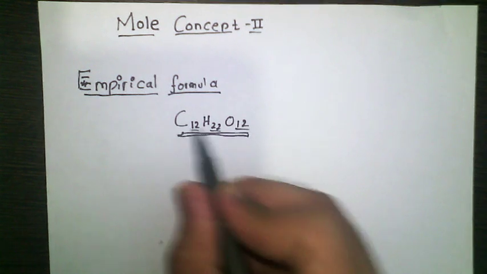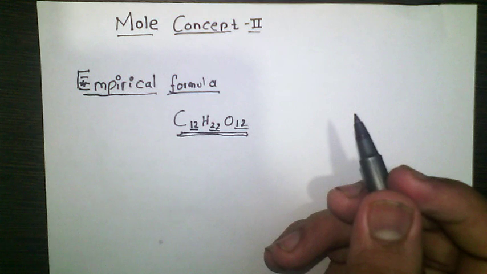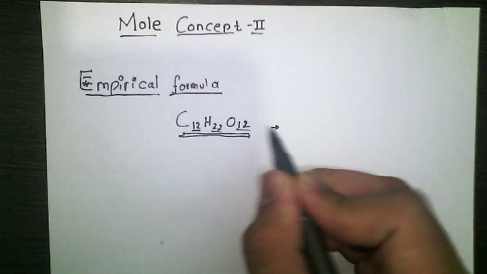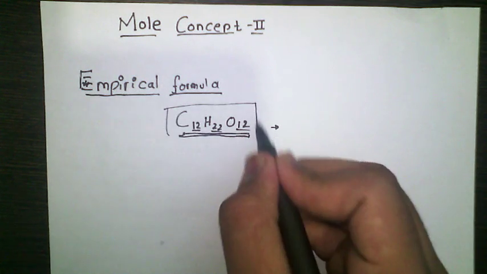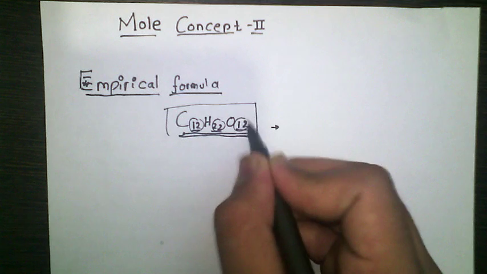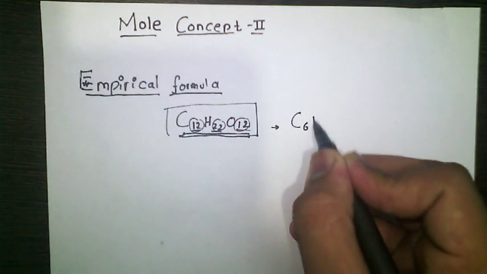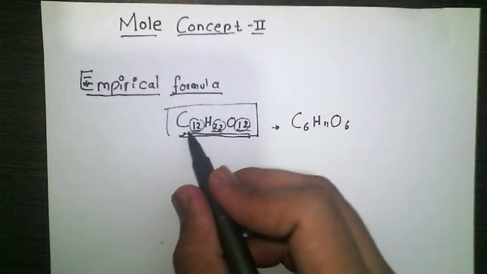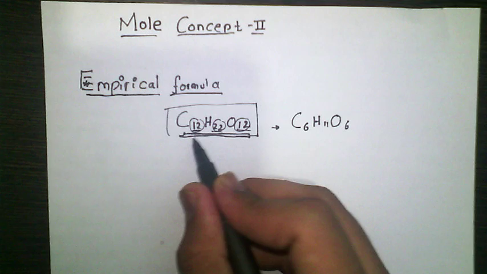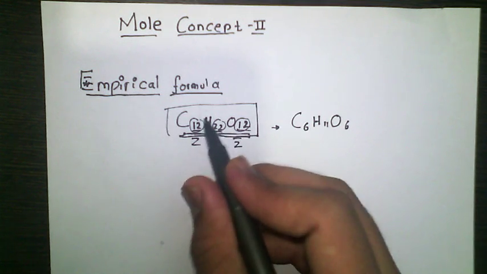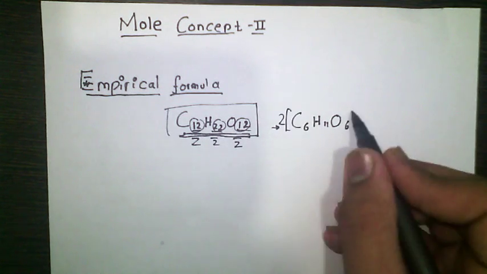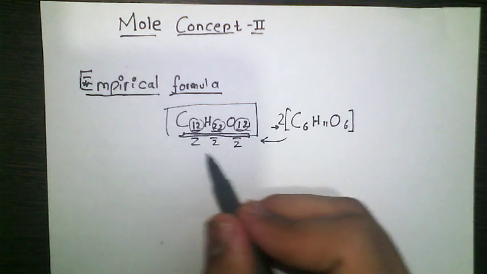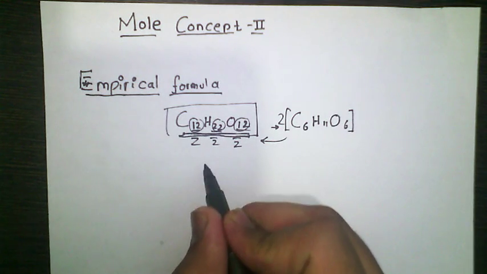Now listen to me carefully. What is the common LCM in 12, 22 and 12? Of course 2. So if we simplify this whole compound, it would become C6 H11 O6. We have just divided everything by 2, because 2 divides all of them. So 2 times this will give us the desired compound. The smallest ratio formula that can be made is called the empirical formula.